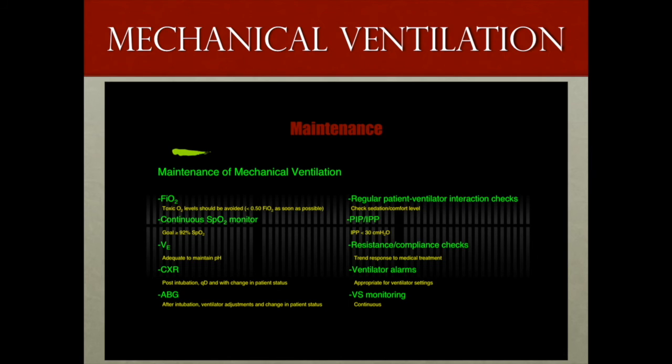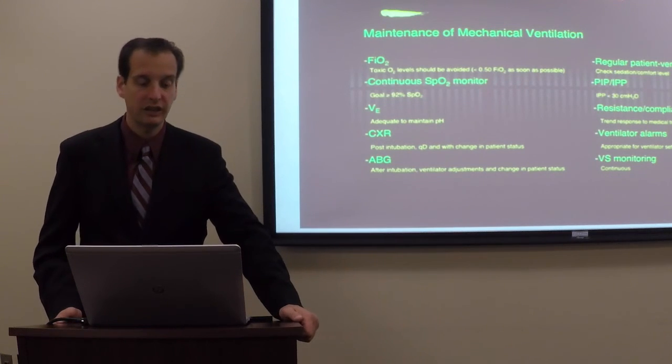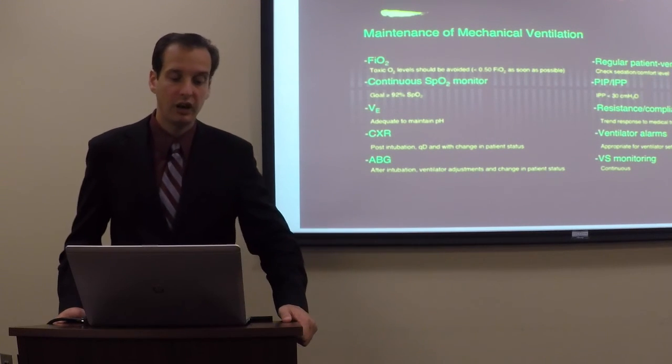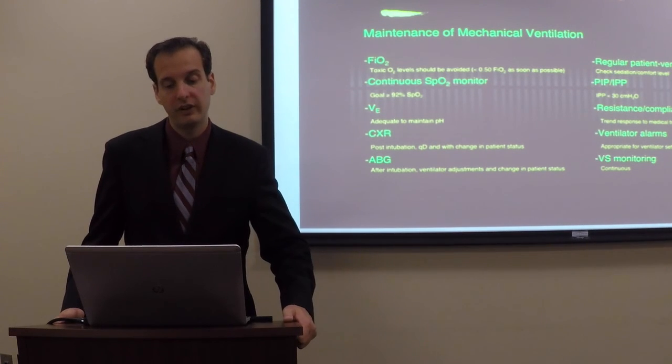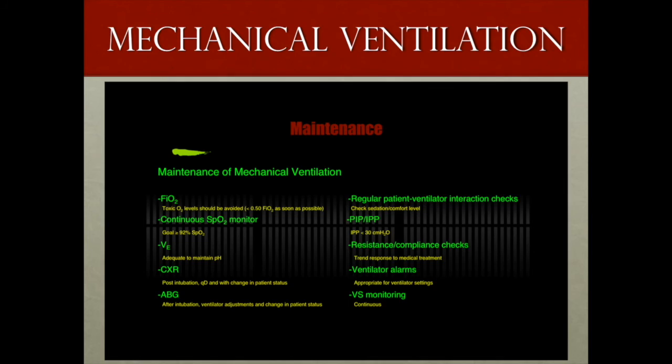Each day you want to check your chest x-ray to ensure that your ET tube has not migrated, and because of the high risk of ventilator-associated pneumonia and the frequency of pneumothoraces associated with mechanical ventilation. ABGs should be checked anytime there's a setting change on the ventilator or anytime there's a change in clinical status within the patient. Regular patient-ventilator interaction checks and ensuring synchronization with the ventilator is important.